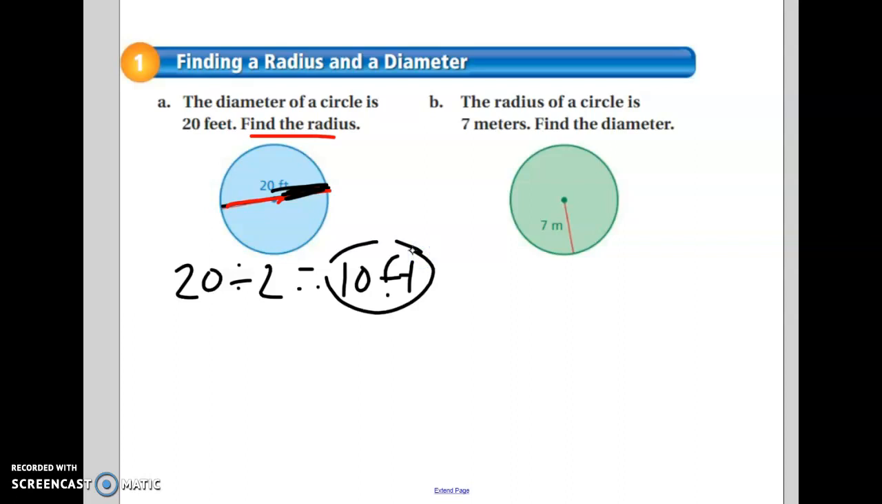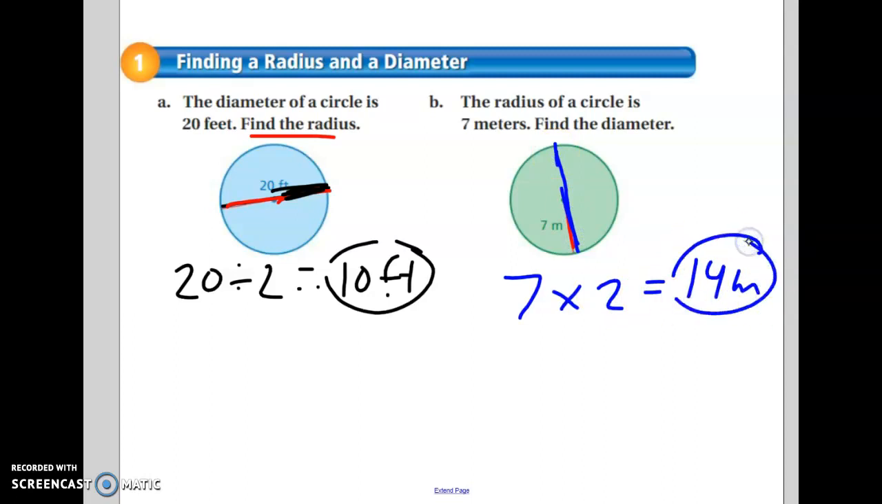Now we can go the other way around as well. If we are told that the radius is 7 meters, we want to find the diameter, which is all the way across. So if I know the radius is 7, I would double it to figure out all the way across the circle, which means that my diameter in this case is 14 meters.